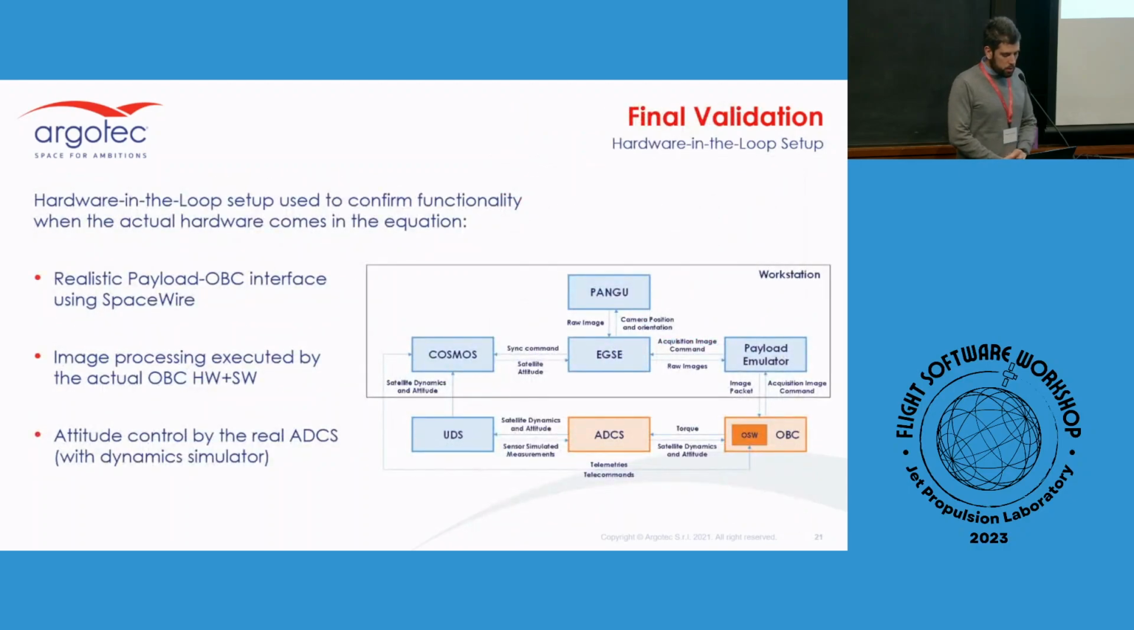The final step was the complete hardware in the loop setup. So instead of the simulated version of the software, we added the real onboard computer running the flight software. And the images were still generated using Pangu, the graphical simulator, but they were injected into the OBC using the actual SpaceWire interface used also by the payload on the satellite. And also the attitude control and the dynamics were simulated by the real hardware and a validated dynamics simulator.